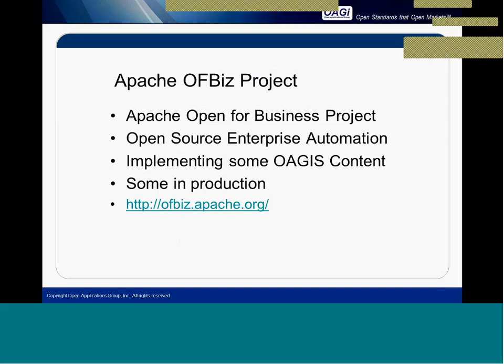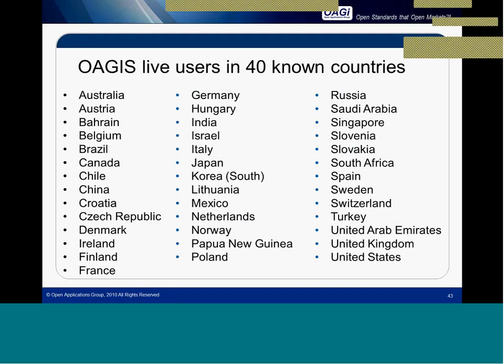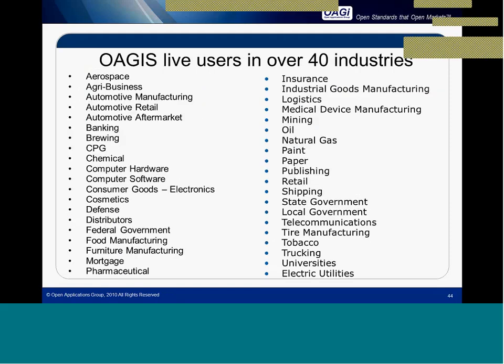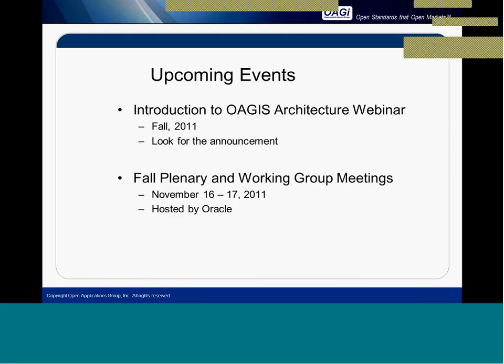One recent one that we've discovered is the Apache Open for Business project, which, among other things, has implemented OAG as the content within that. If you're interested in their Open for Business project, you can find them at ofbiz@apache.org, as you see it at the end. And so, in a quick summary, we have users we know of in at least 40 countries in 40 different industries.